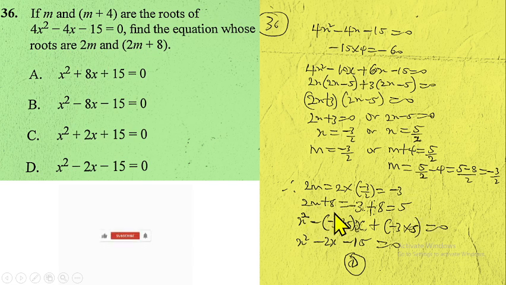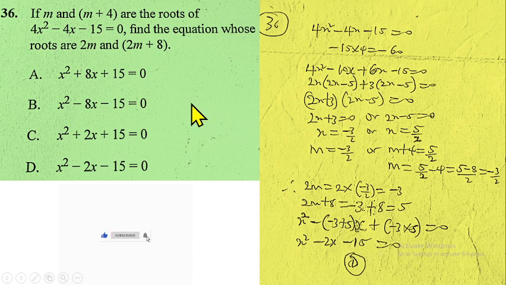s squared minus, open bracket, the sum of the roots, multiplied by s, plus the product of the roots, equals 0. So we have s squared minus, open bracket, the sum of the roots, which is minus 3 plus 5, multiplied by s, plus the product of the roots, which is minus 3 times 5, equals 0. Minus 3 plus 5 is 2, times s. With the minus outside, you have minus 2s. The minus 3 times 5 gives us minus 15, equals 0.